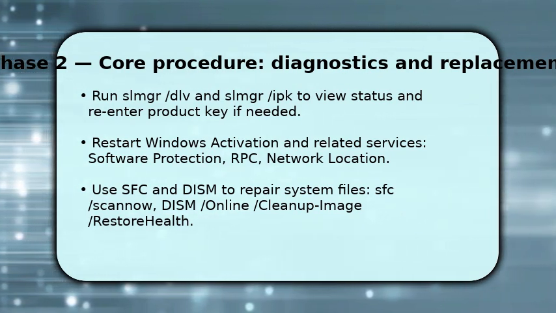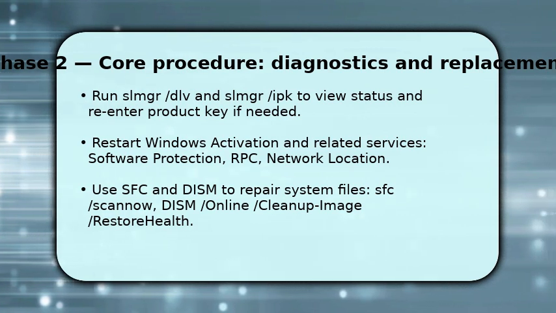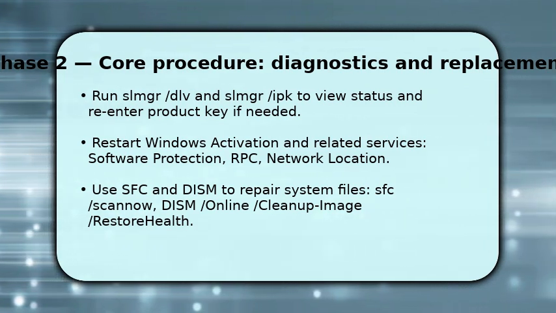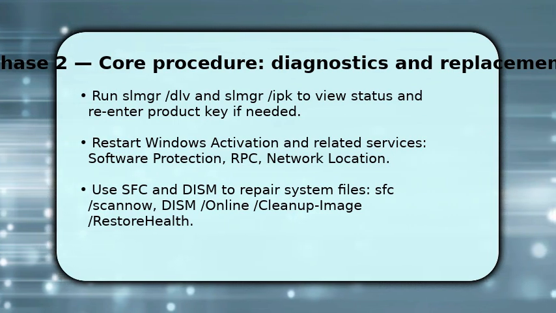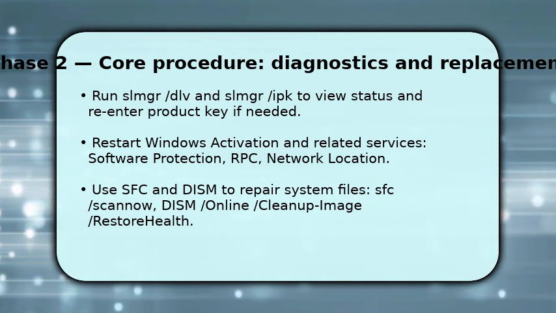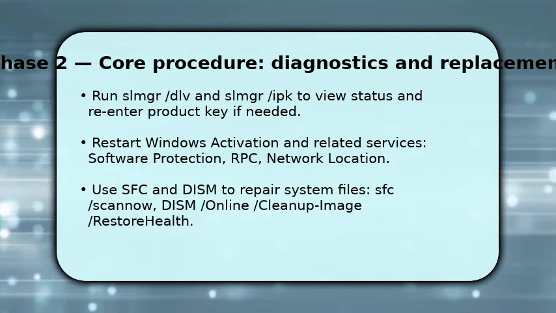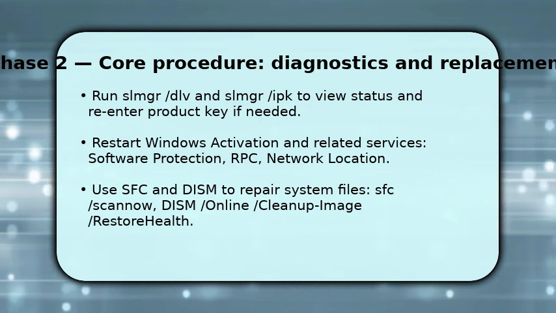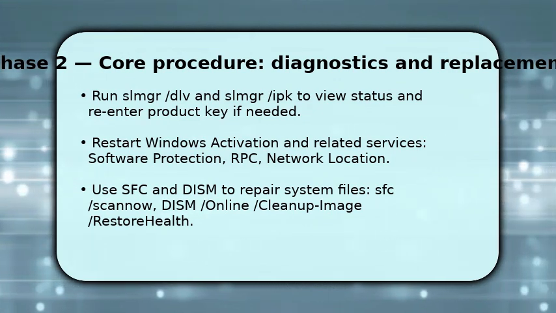After that, restart software protection and RPC services, and run SFC followed by DISM to fix file corruption that blocks activation. Finally, you force reactivation and verify success. Try settings activation first. If that fails, use SLMGR /ato to trigger online activation.